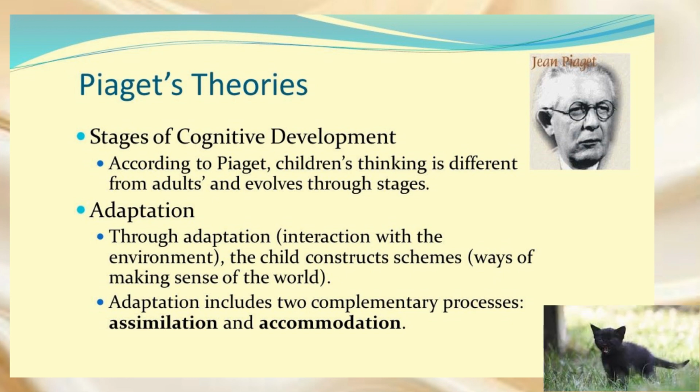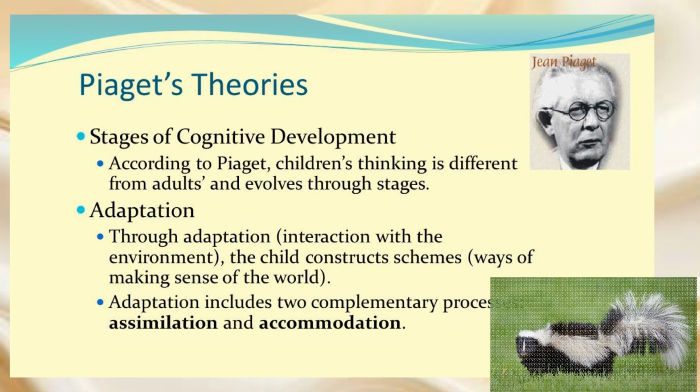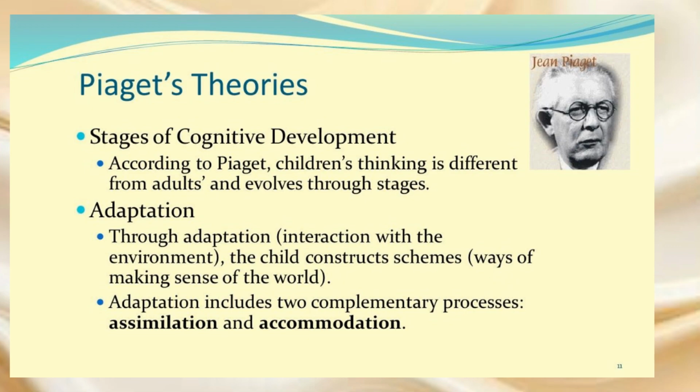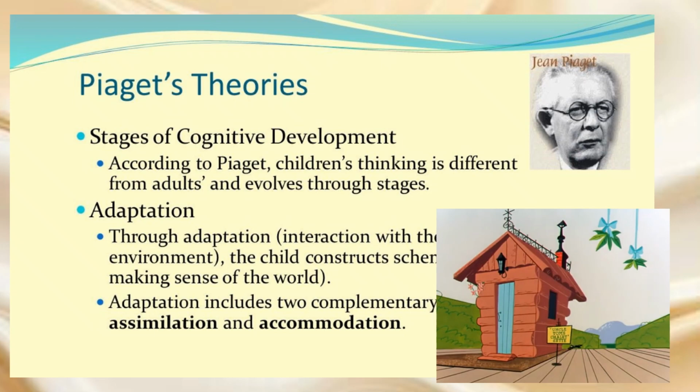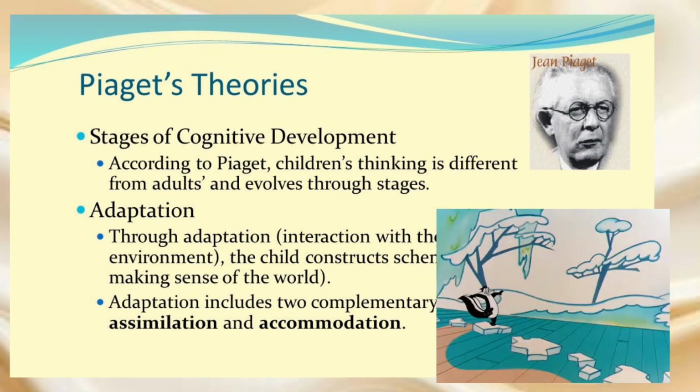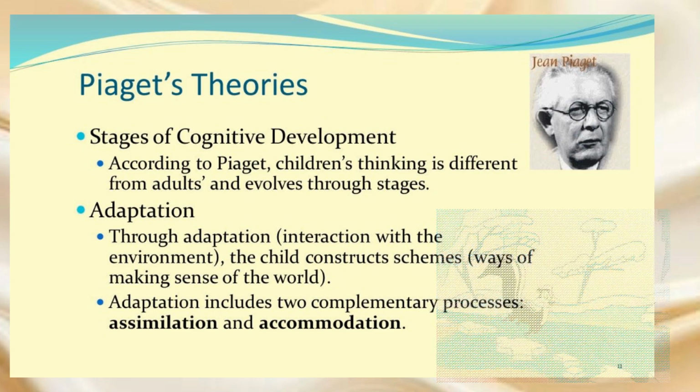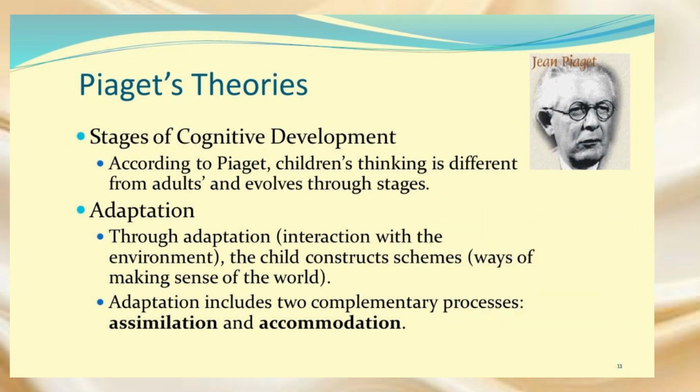Seeing a small black cat, the child calls it kitty and assimilates this in his or her kitty scheme. Seeing a skunk for the first time, the child might relate it to his or her kitty scheme and call it kitty. Later, realizing that there is something different about this creature, he or she may accommodate the kitty scheme and exclude the skunk. Thus, the child has refined his kitty scheme. To Piaget, direct experience rather than language was the key determiner of cognitive development.